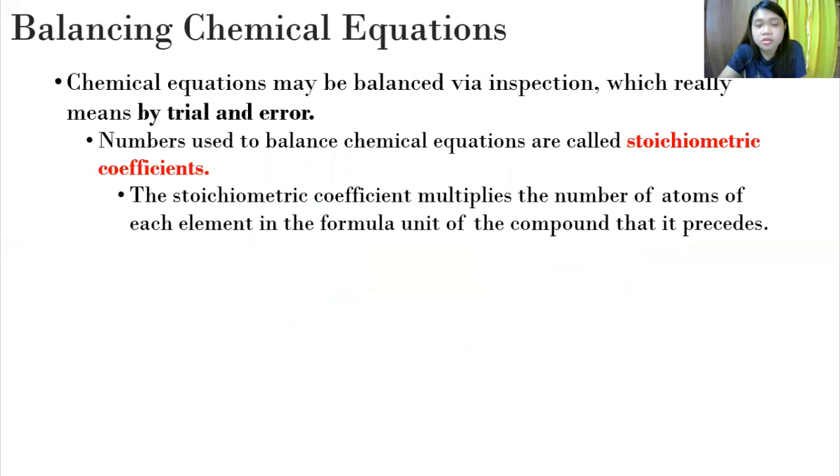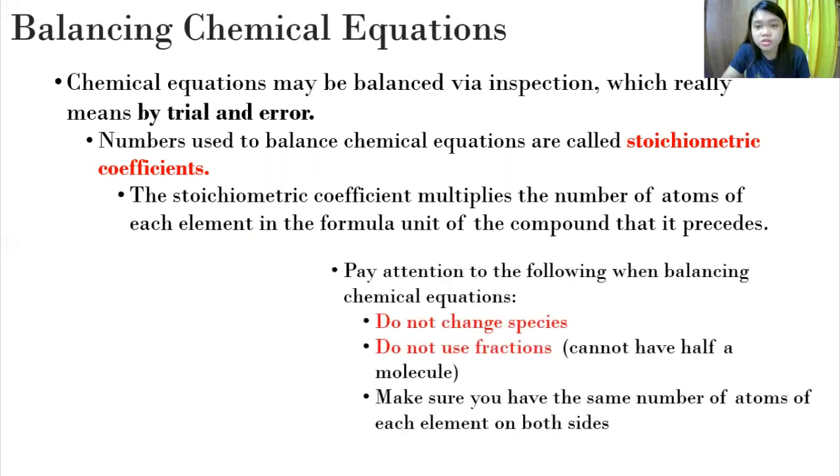In balancing chemical equations, this process is usually done by means of trial and error. Why is this trial and error? Because we are substituting different numbers of stoichiometric coefficients in each species in order for the chemical equation to be balanced. These numbers that we are writing before the chemical formulas are the stoichiometric coefficients. The stoichiometric coefficient multiplies the number of atoms of each element in the formula unit of the compound that it precedes.